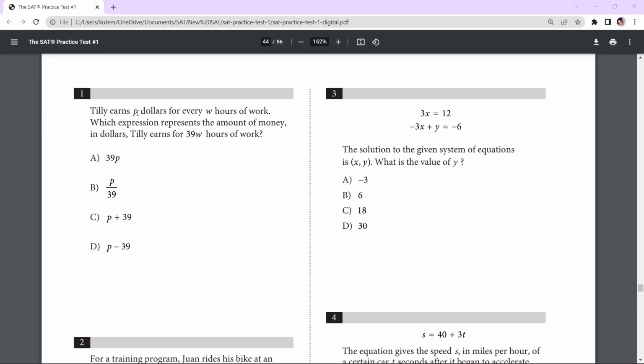So if it's P times W as our expression, and we have W as 39, it's going to be 39 times P. So it is 39P. Okay, so the concept is just multiplying by the rate of change. If it's P dollars for every hour, we would have to multiply the number of hours by the rate because you're getting that amount of money for every hour that is worked. Does that make sense? Does anyone still need clarity?